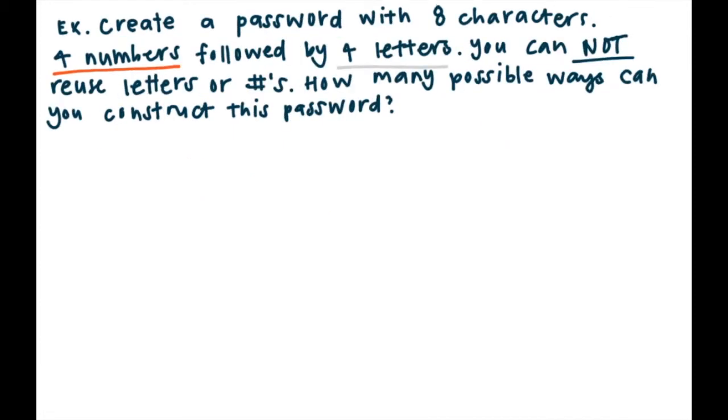Okay, so here we have another example. It says, create a password with 8 characters, 4 numbers followed by 4 letters. You cannot reuse letters or numbers. How many possible ways can you construct this password? Okay, so since it says that I can use 8 characters, I'm going to draw 8 lines.